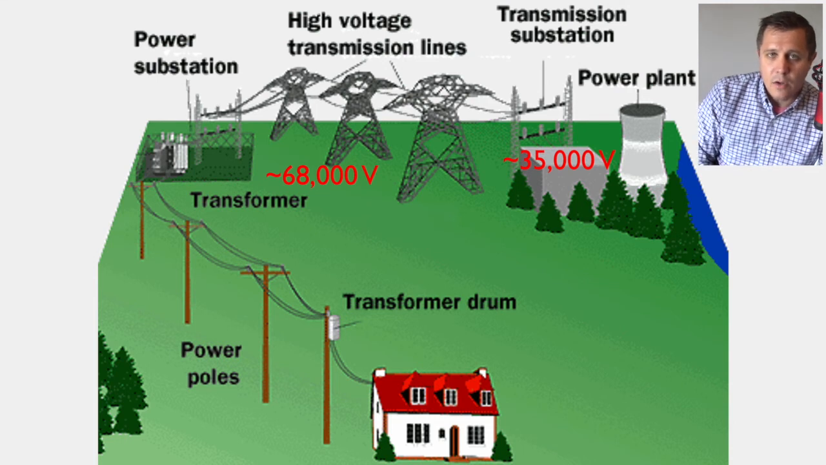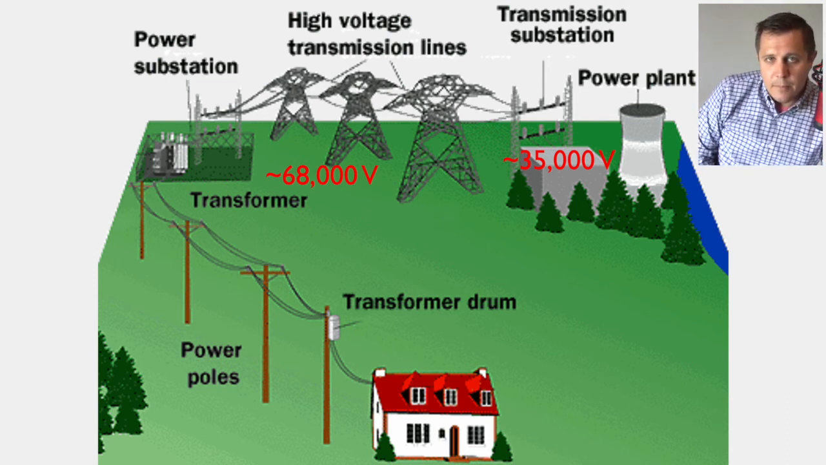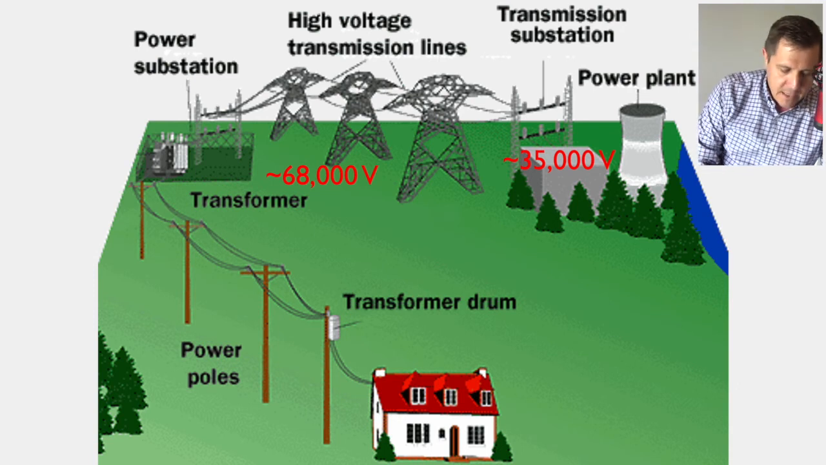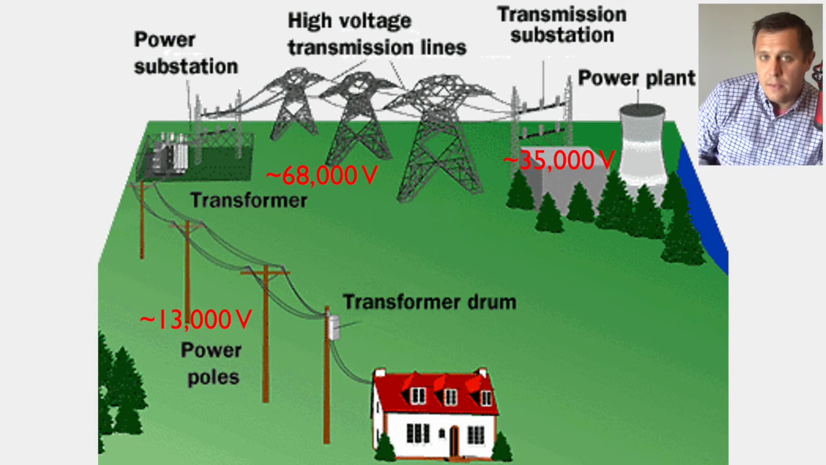Let's say now the voltage is around 68,000 volts. So when you see the really large, high power lines, those have about 68,000 volts on them. And they have to go really far distances. Okay? But then you'll see substations. In substations, they will drop down the 68,000 volts and lower it to, say, 13,000 volts.